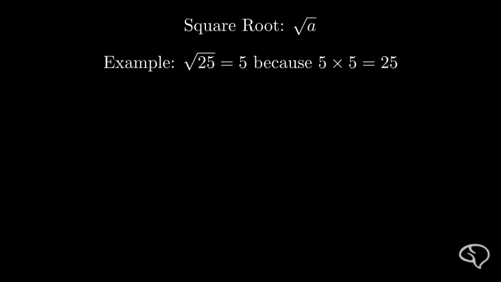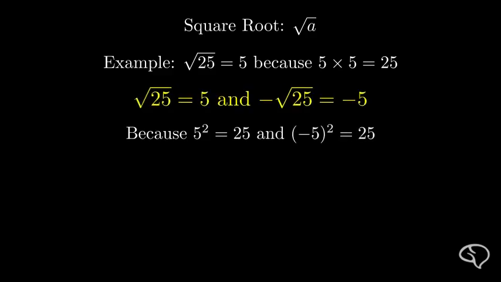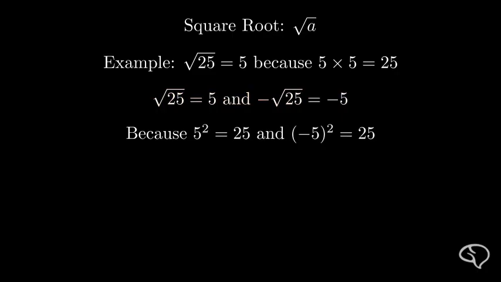It's important to remember that every positive number has two square roots, a positive one and a negative one. For instance, both 5 and negative 5 are square roots of 25, because both 5 squared and negative 5 squared equal 25. However, when we write the radical symbol, it is understood to mean the principal, or positive, square root. So the square root of 25 is 5, not negative 5.